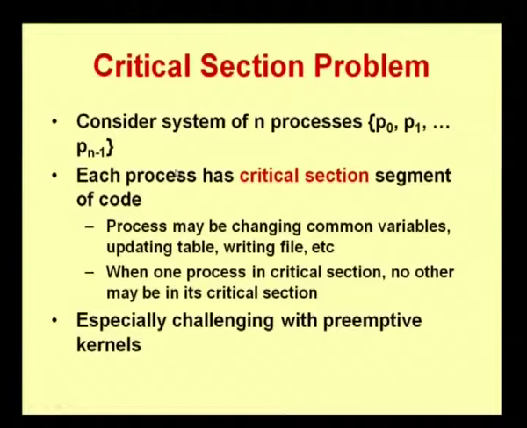Here consider a system of n processes, wherein P0 is one process, P1 is the other process, and so on up to Pn minus 1. Each process has a critical section of code. A process may be changing common variables, updating a table, writing files, etc. When one process is in its critical section, no other process will get into its critical section, and this is challenging with respect to preemptive kernels.